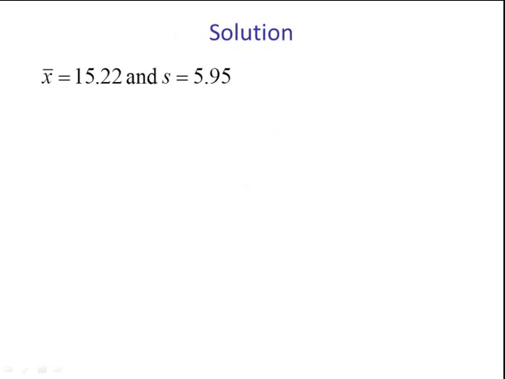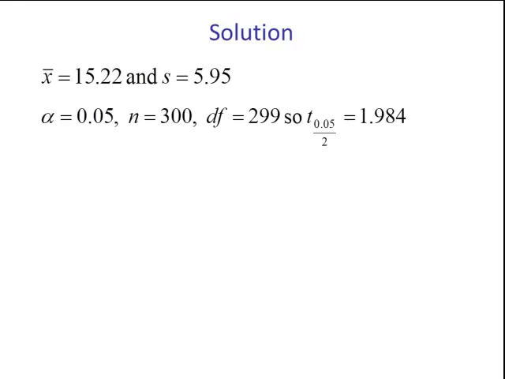So from the problem we know that x bar is 15.22 and s is 5.95. Alpha is 5%, 0.05, because we're doing a 95% confidence interval. Our sample size was 300, so our degrees of freedom is 299. So using table 6, our t alpha divided by 2 is 1.984.